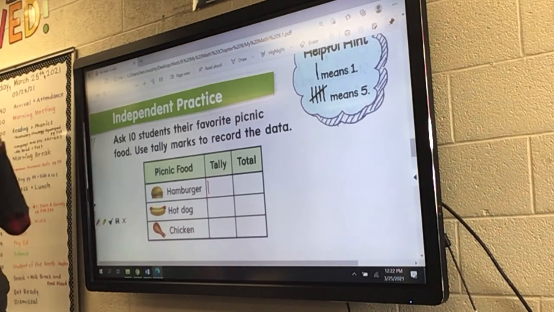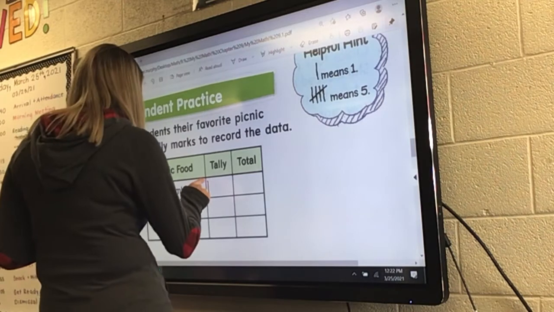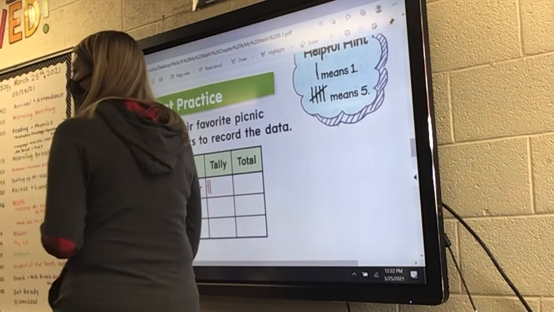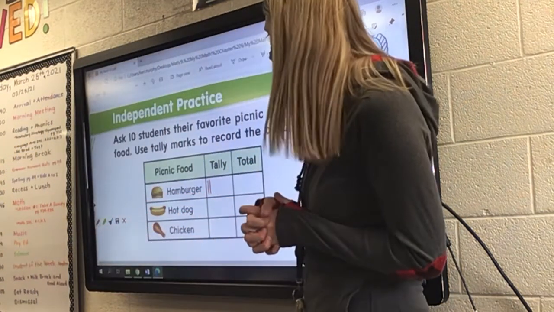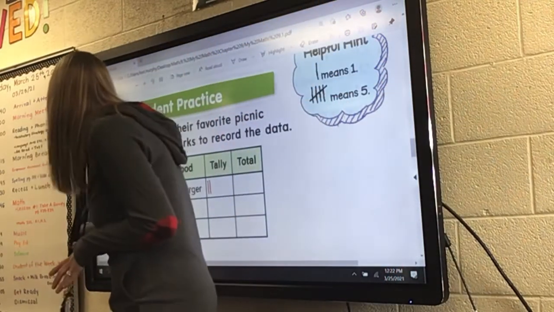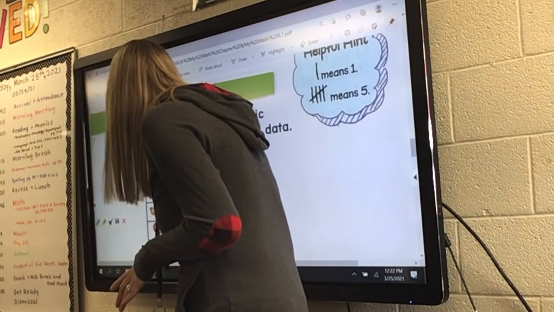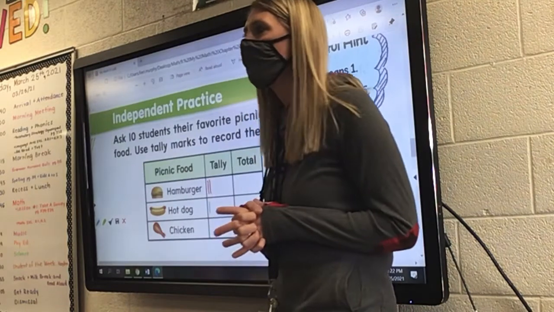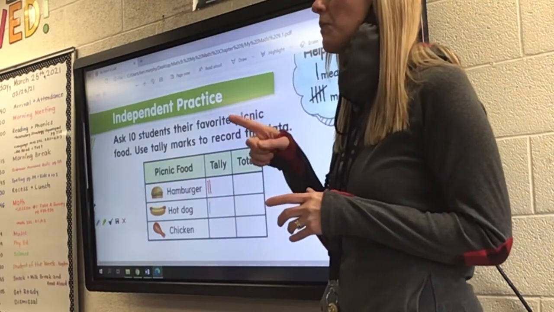Ellie, what kind of food do you like? Hamburgers. So another tally mark for hamburger. Wyatt, what do you like? Hot dog. Hot dogs are the best. Briley, what do you like?